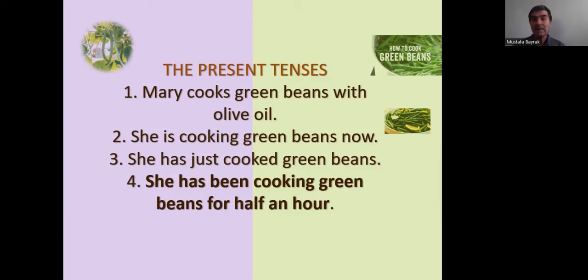What about the fourth one? We will study them in the following videos. It is this present perfect continuous. There is both completion and continuity. She has been cooking green beans for half an hour. The continuity is important here. Yes, she has been cooking green beans for half an hour, since 9 o'clock, for example.